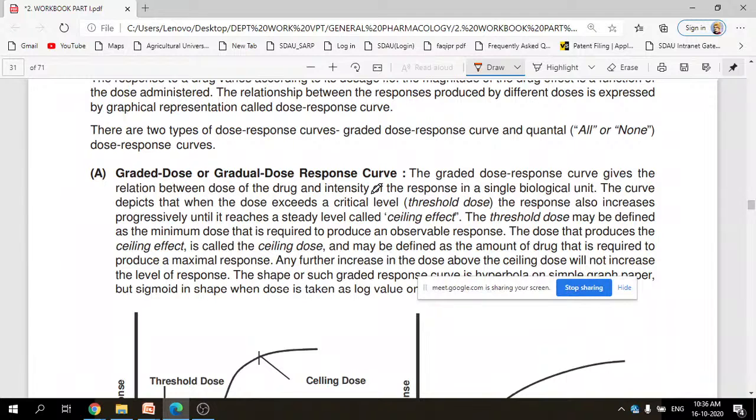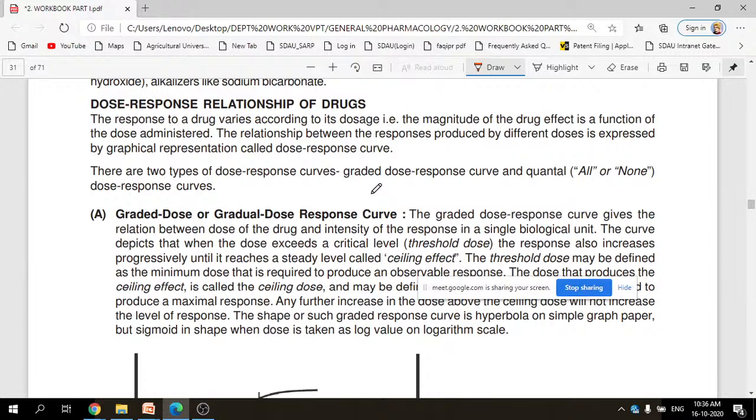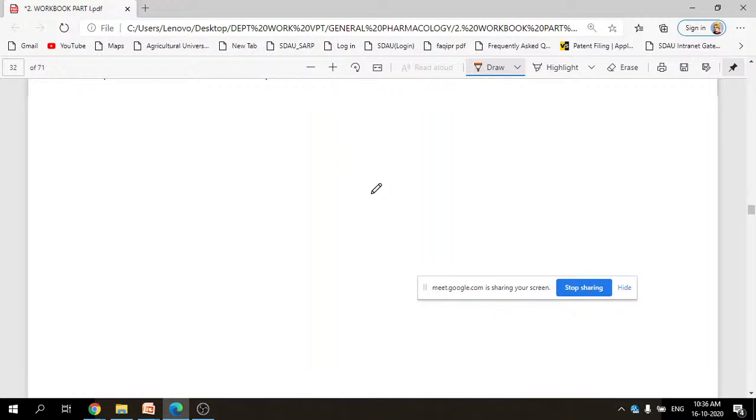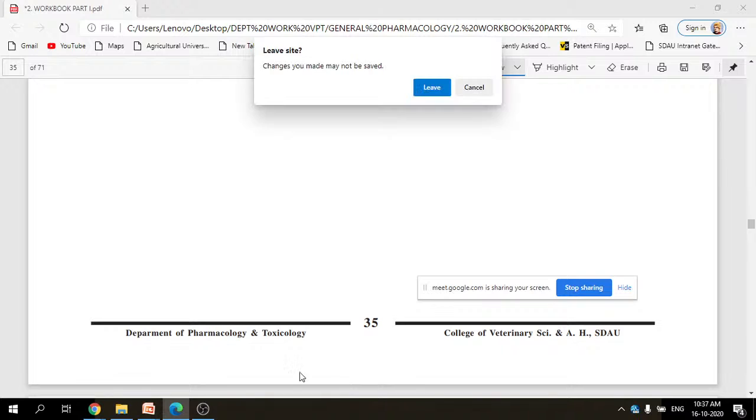So this is, you can say, all about drug receptor interaction. Tomorrow we will see the dose response curves and all these things. We will stop here. There are a lot of things still left to teach you.